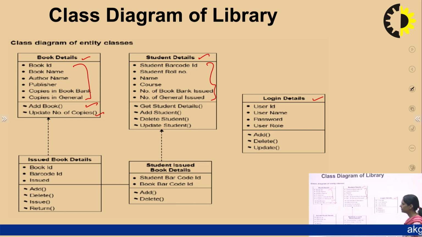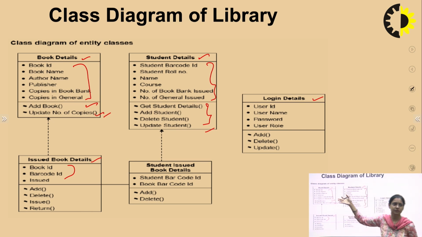These are the attributes again. Now coming to the methods, we have get student details, add student, delete student, update student. Now these are the super classes, the parent class. Now the child class could be, when we are talking about the book, the issue book details that only talks about the books that are to be issued. So the issue book details will only have the book ID, the barcode and the issued. It need not have all the details that are there in the book details as well.